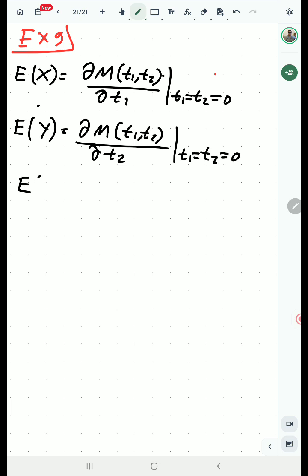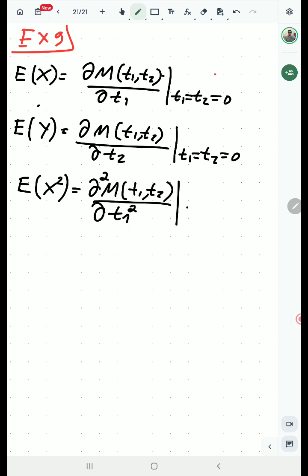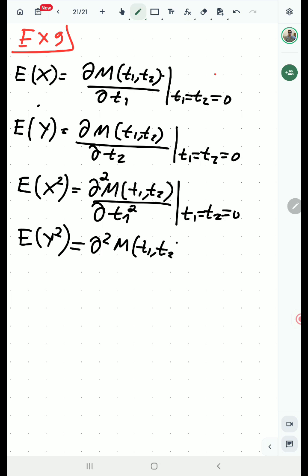If you want to get the second raw moment, you're going to take the derivative of this moment generating function with respect to t1, but you're going to do it twice, and then set t1 equal to t2 equal to 0. This is the second raw moment of the distribution. By the same token, the expectation of Y square, the second raw moment of the distribution of Y, can be found by taking the second derivative of the moment generating function with respect to t2, and then setting t1 equal to t2 equal to 0.